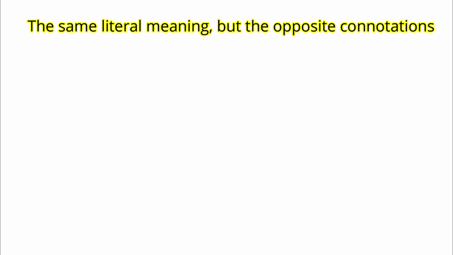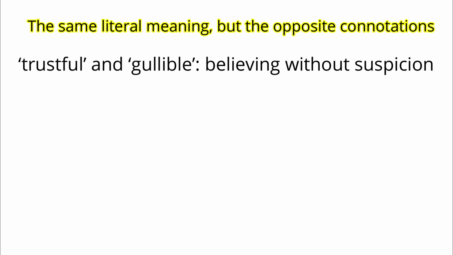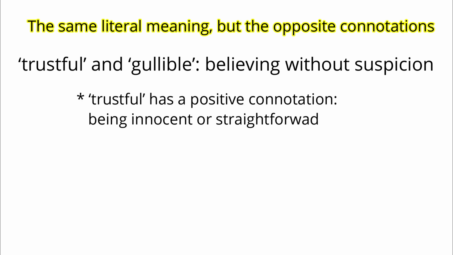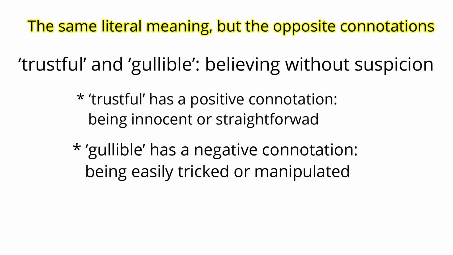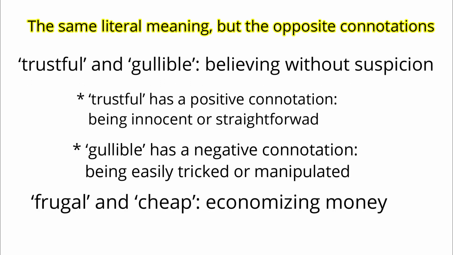Many English words have the same literal meaning but the opposite connotations. For example, both trustful and gullible mean the property of believing without suspicion. However, trustful person has a positive connotation, but a gullible person has a negative connotation. A trustful person connotes innocence or straightforwardness. A gullible person is easily tricked or manipulated. Another example is frugal and cheap, both meaning economizing money. However, a frugal person has a positive connotation, but a cheap person has a negative connotation.